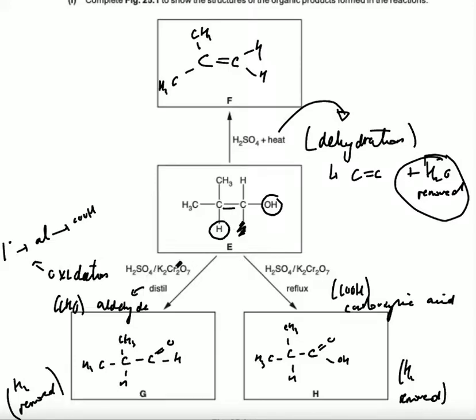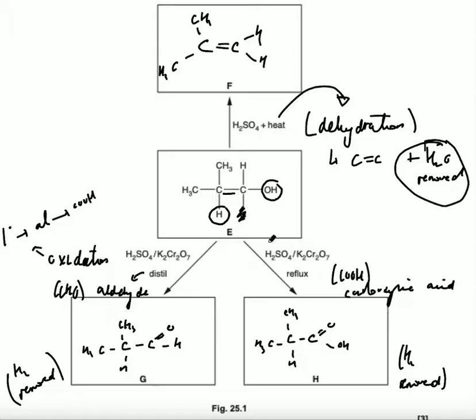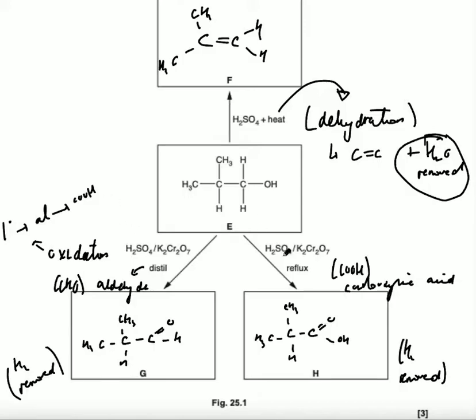Now, we have potassium dichromate and sulfuric acid, but we have distillation and reflux. This is a primary alcohol, because the OH group is connected to a carbon which is connected to one carbon only. If we distill a primary alcohol, we have the conversion to an aldehyde, and it will stop because we distill it out. Whereas if you continue to reflux, you will get a completion, so you get carboxylic acid being made.